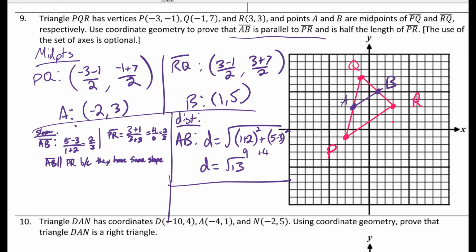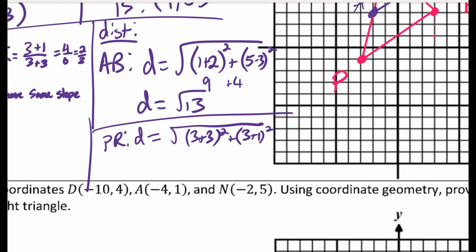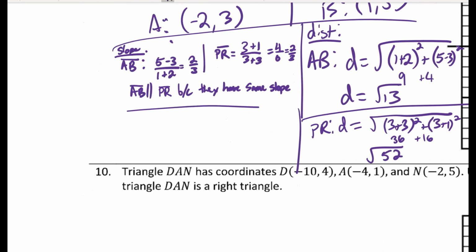And if I'm finding the distance between P and R, that's also a little tough because when I go into the distance formula and do my x2 minus x1 squared plus y2, 3 plus 3 is 6, 6 squared is 36, and 3 plus 1 is 4, 4 squared is 16. So when I add those, I find my distance to be radical 52. So let's take a look at these two over here. My distance for AB is radical 13, and my distance for PR is radical 52.